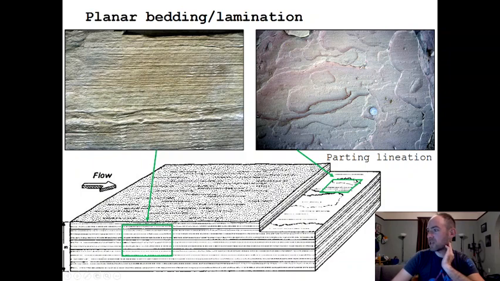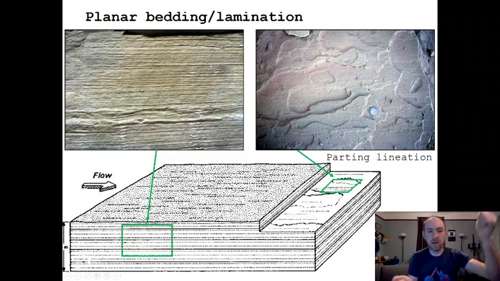Okay. In this case, you can also see what's called a parting lineation. So if this was a function of plane bed flow conditions and there was flowing water moving across these, the grains of sand will end up sort of getting lined up in these little stringers, if you will, based on little turbulent vortices, and you'll end up as the surface gets parted.